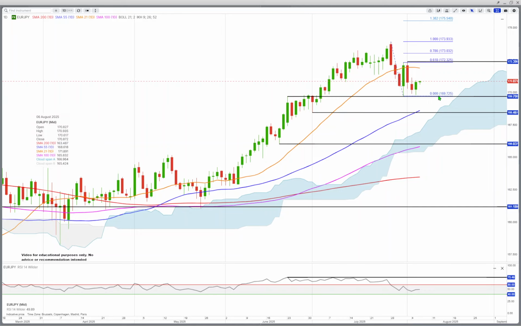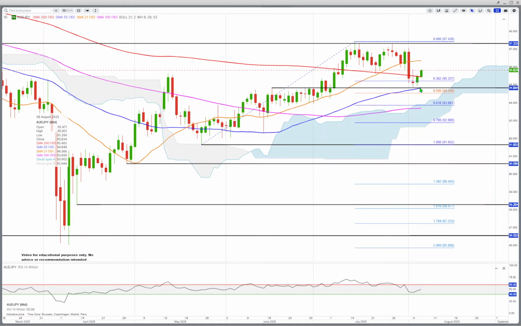Euro yen boxed in here between 169.70 and 172.40. That is the key range to break out of for direction. Aussie yen, key support here at 94.85, where the 55 moving average coming up is giving some support. Positive sentiment on the RSI, indicating we could see another push towards this strong resistance here around 95.45 area. If it takes out 94.80, then we are looking at levels around 94, possibly lower.